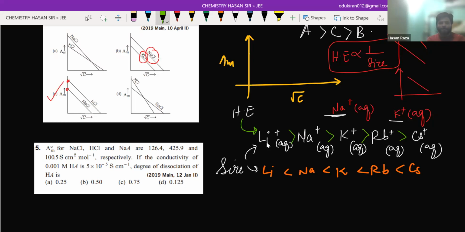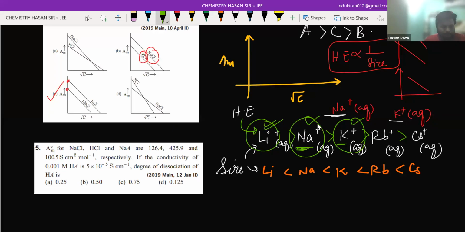Yes. Now what happens, since lithium will be surrounded by more and more water, it will become heavy. And if it is heavy, it cannot move faster than sodium. And in case of sodium and potassium, sodium is smaller, so it will be surrounded by more water, and it will again be heavier than potassium, and hence it cannot move faster than potassium. So it will have lesser molar conductivity than potassium. Okay.